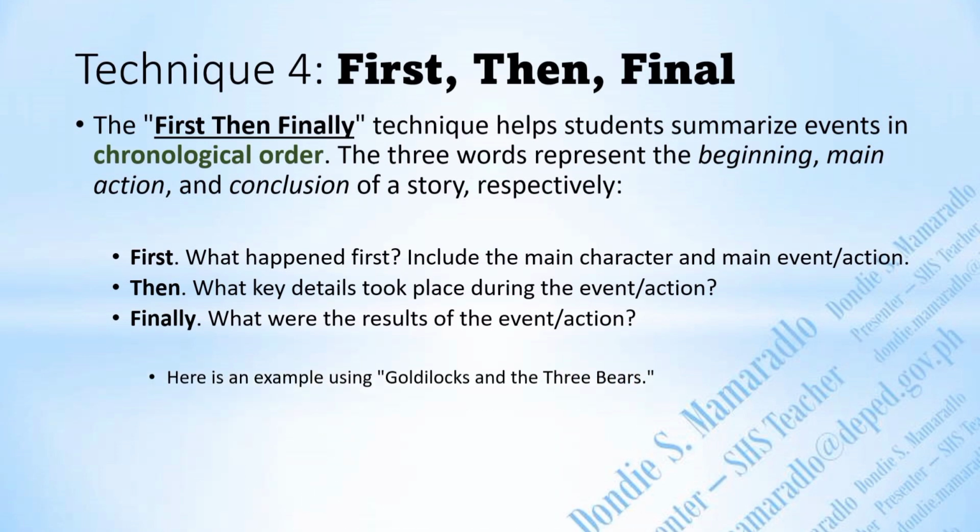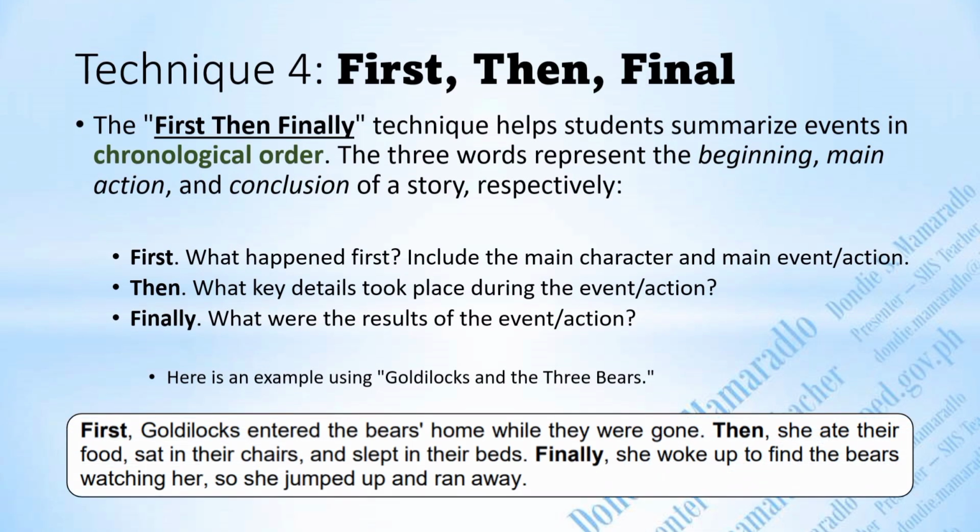Here is an example, using Goldilocks and the Three Bears. First, Goldilocks entered the bears' home while they were gone. Then, she ate their food, sat in their chairs, and slept in their beds. Finally, she woke up to find the bears watching her. So she jumped up and ran away. That is technique number 4.